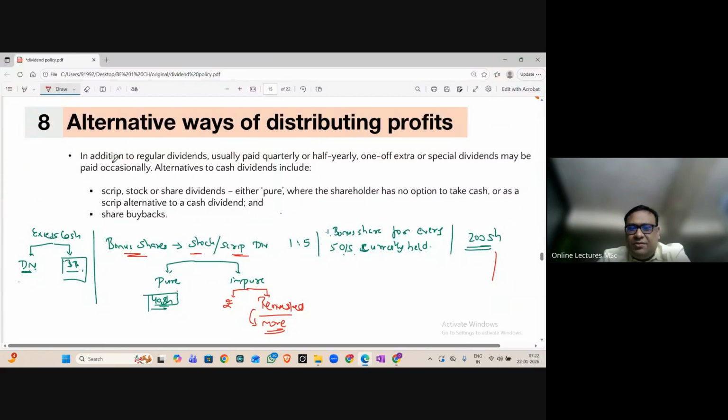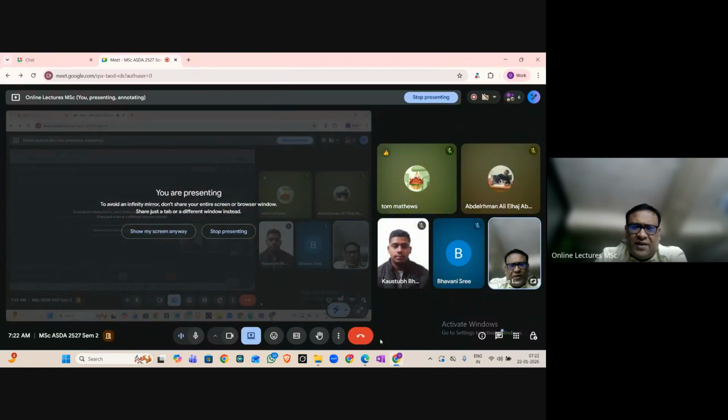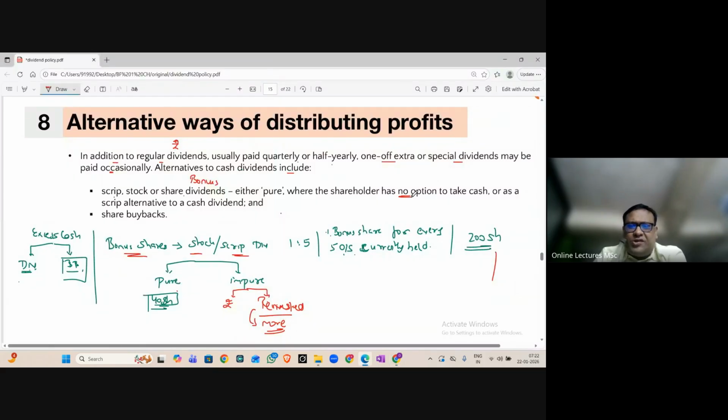In addition to the regular dividend in money, which is usually paid quarterly, half yearly, sometimes there is a one-off special, extra dividend paid on occasions. Alternatives to cash dividend include scrip, stock, or share dividend, which we call a bonus. If in the exam you use the word bonus, I'm absolutely okay with that. Where the shareholder has no choice, this is pure. Where there is an option to take cash or a scrip alternative to the cash dividend, that is impure. So a stock dividend could be pure, with no choice, or it could be a choice where you could have cash or shares. The alternative way is also giving buybacks.